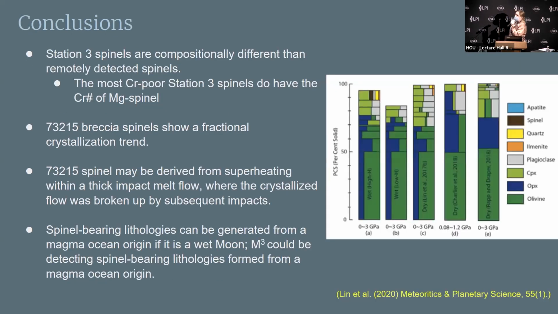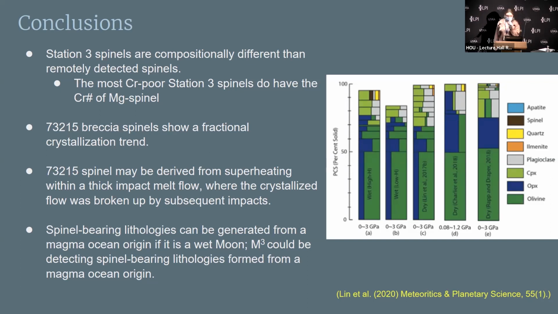To summarize, we do not see Mg spinel composition in Station 3, but we do see a representative chromium number in some 73215 samples. We also see that 73215 spinels show a fractional crystallization trend, which implies that 73215 was derived from superheating within a thick impact melt flow, which was later broken up by impact into smaller clasts. I also wanted to note that spinel-bearing lithologies can be generated from a magma ocean origin if it's a wet moon. So perhaps this could be what M cubed is detecting on that large occurrence scale, if it was a larger origin.